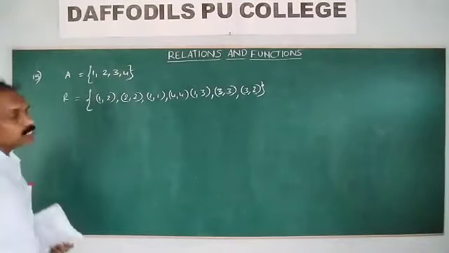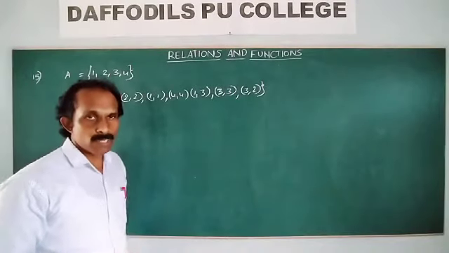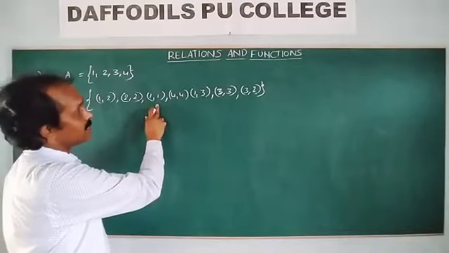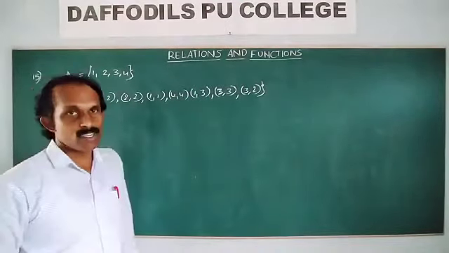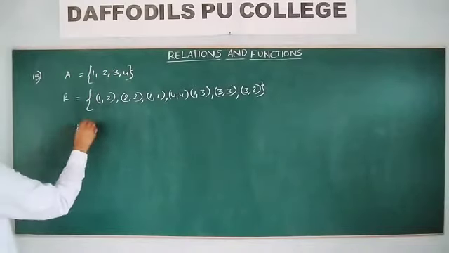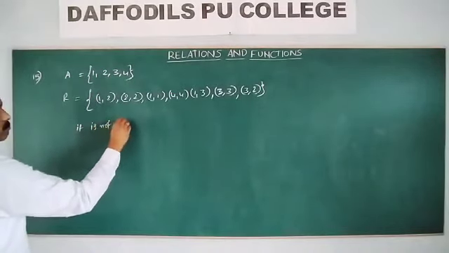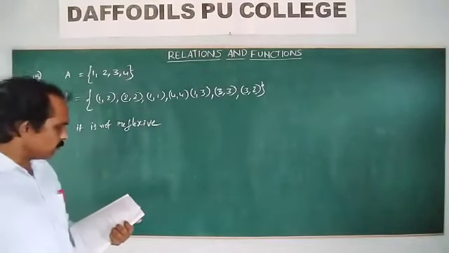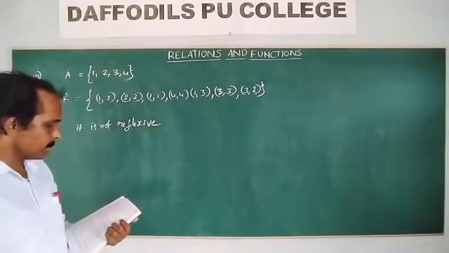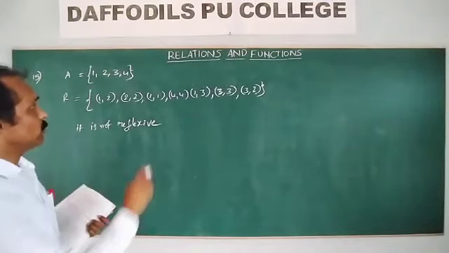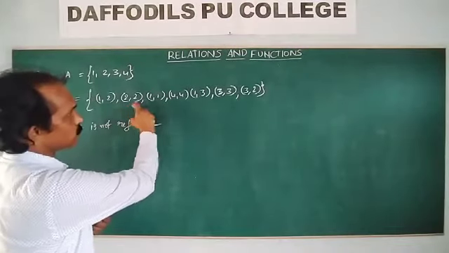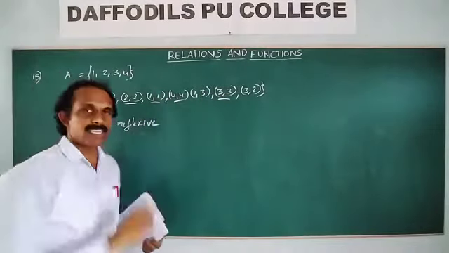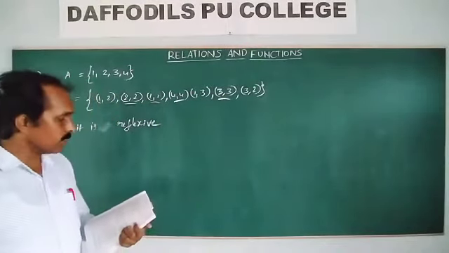Reflexive means out of these four elements we need (1, 1), (2, 2), (3, 3), (4, 4). Okay, (1, 1) is there, (3, 3) is there, (2, 2) is there, (4, 4) is there. So it is reflexive. Next, symmetric check.